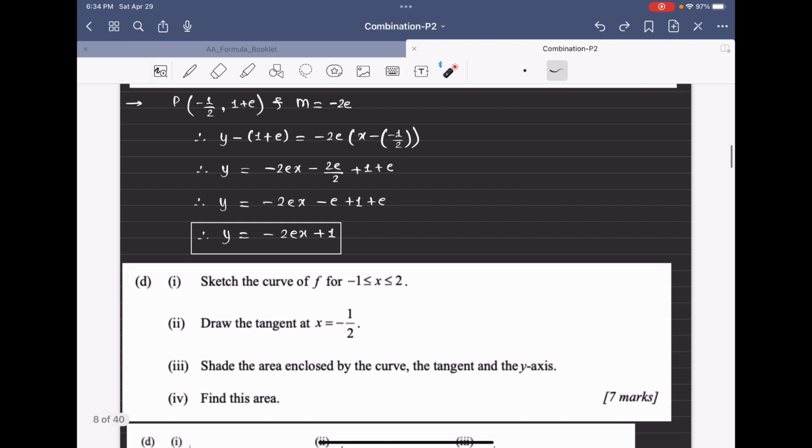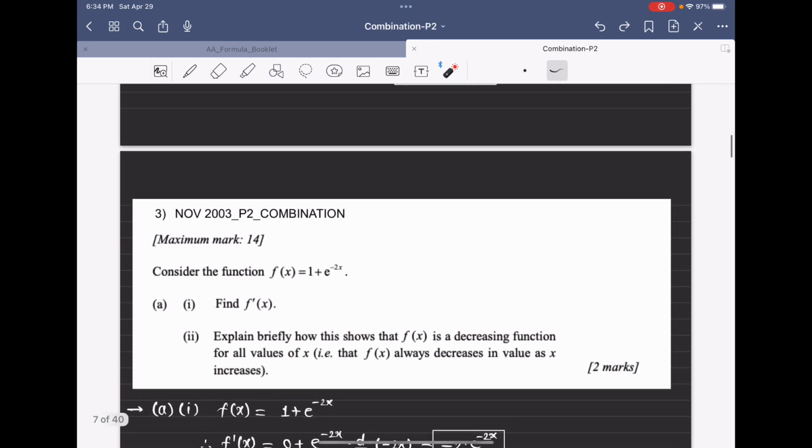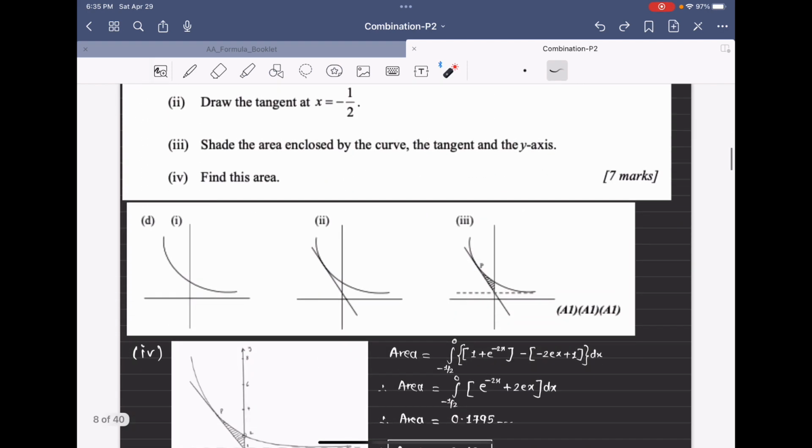Sketch the curve f for minus 1 is less than or equal to x is less than or equal to 2. You have to use only this domain. Go in a graph, type this function y is equal to f of x, which is 1 plus e raised to minus 2x. You will see the graph like this. This is your minus 1 and this is your 2. You will see the graph exactly like this.